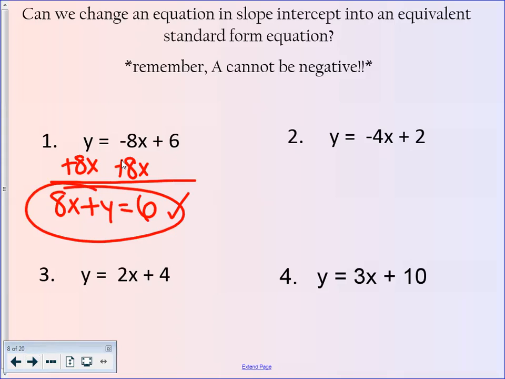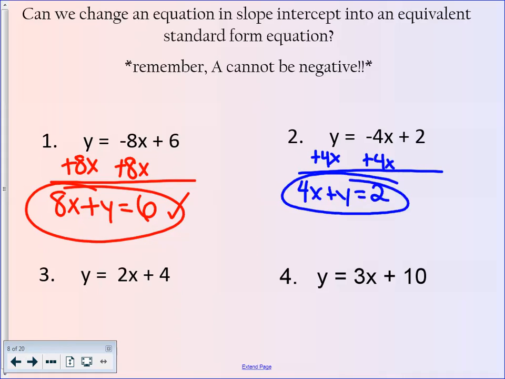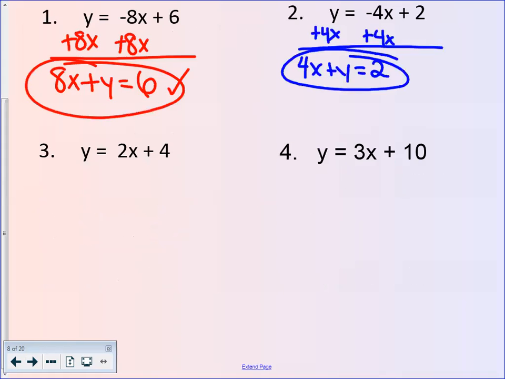Okay, the next one, I got y equals negative 4x plus 2. Let's add 4x to both sides. And I'm going to get 4x plus y equals 2. On the next one, I got y equals 2x plus 4. On this one, I got to go ahead and subtract 2x. And I have negative 2x plus y equals 4.